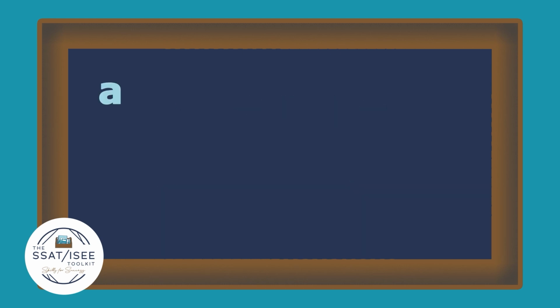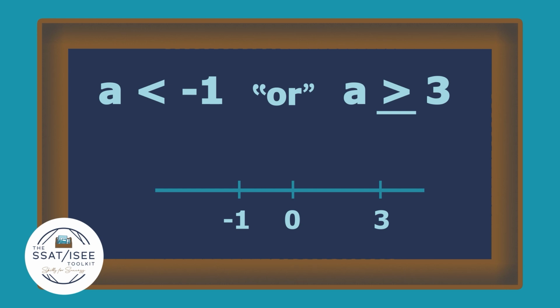line. If you are graphing an OR statement like this one, a is less than -1 or a is greater than or equal to 3, you will have 2 dots with arrows moving away from both of them. This is because the answer is either one thing or the other, but it cannot be both.